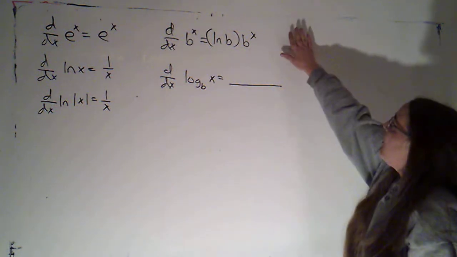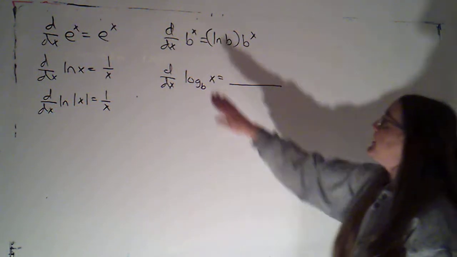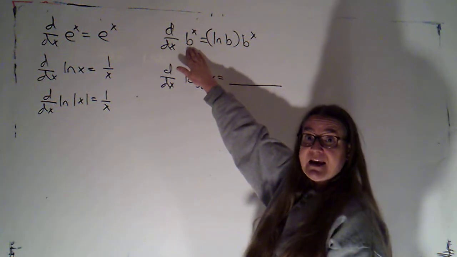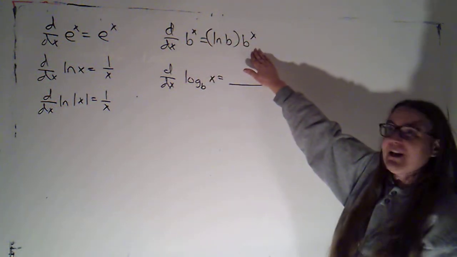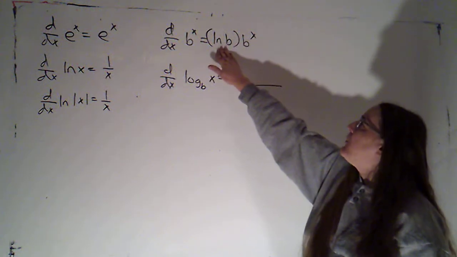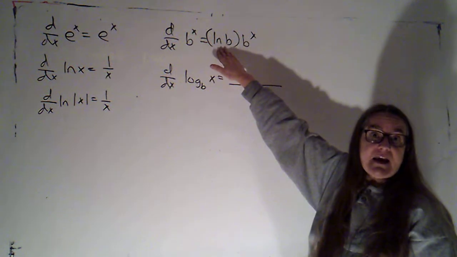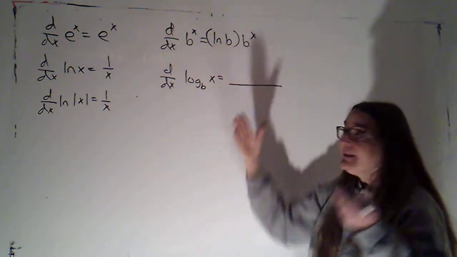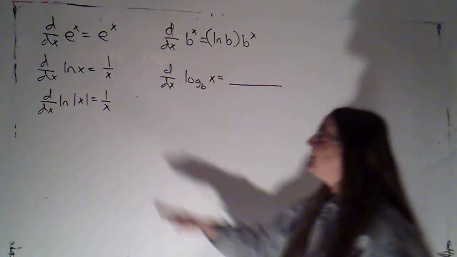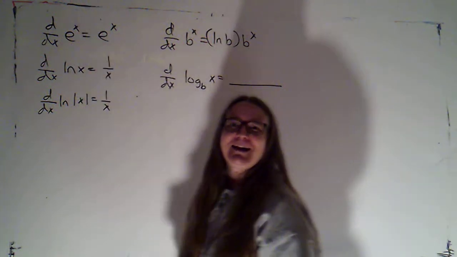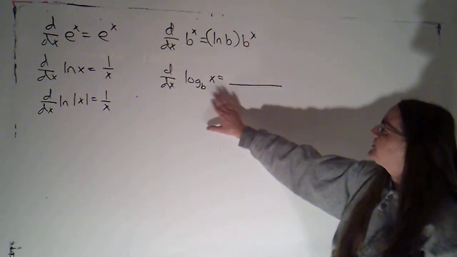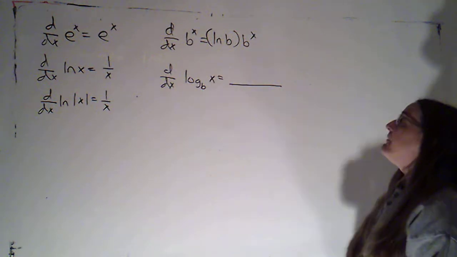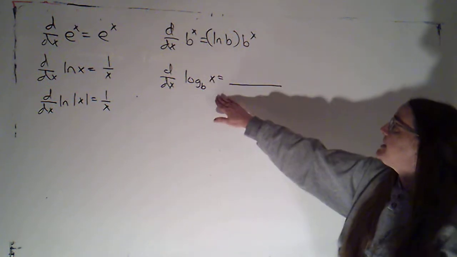Okay, we also know that if I take the derivative of an exponential function with a different base, I still get that exponential function back, but I multiply by the natural log of the base. If my base is e, the natural log of e is just 1, and we don't usually write that we're multiplying it by 1. What we haven't looked at is what's the derivative of the log base b of x.